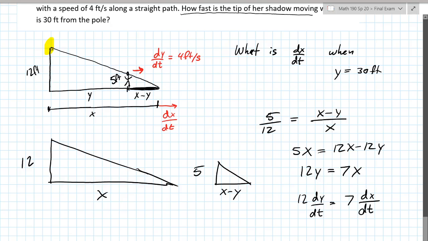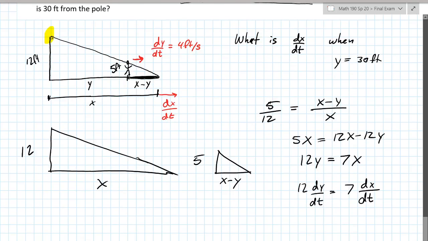I know from my picture here that dy/dt is 4 feet per second. Also, we have to pay attention to the sign of our rates. Our sign is positive 4 feet per second because y is growing. It doesn't matter the orientation that we write this. Since y is growing, the rate is positive. If this woman had been going towards the light, then y would still be a positive number, but dy/dt would be a negative number since y would be getting smaller.